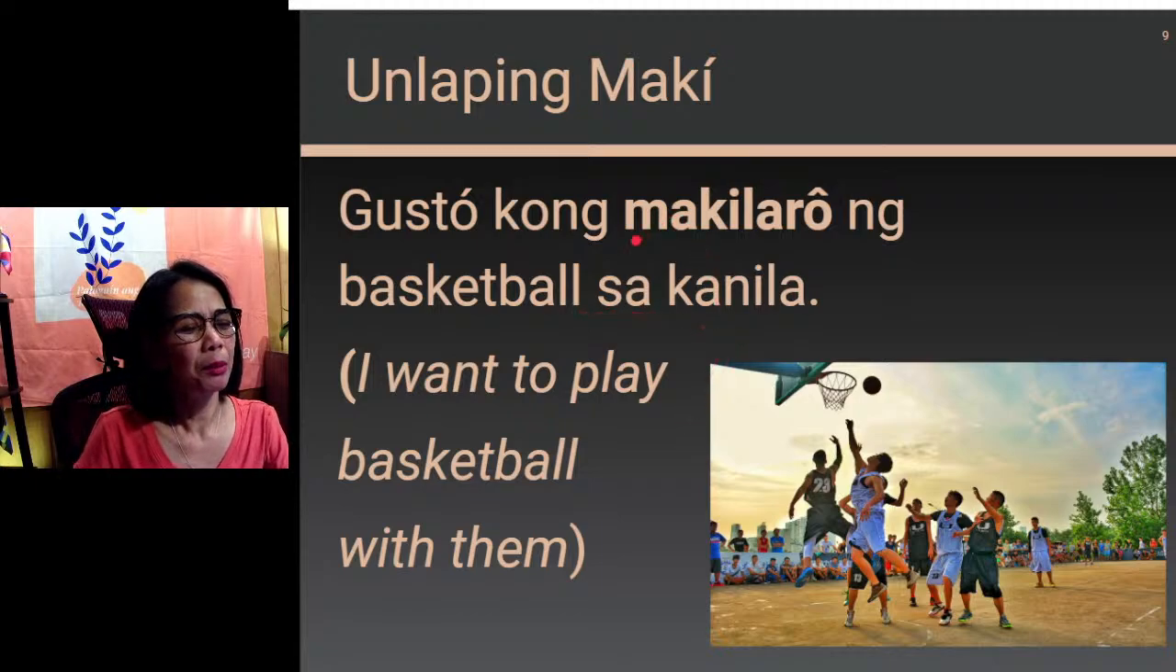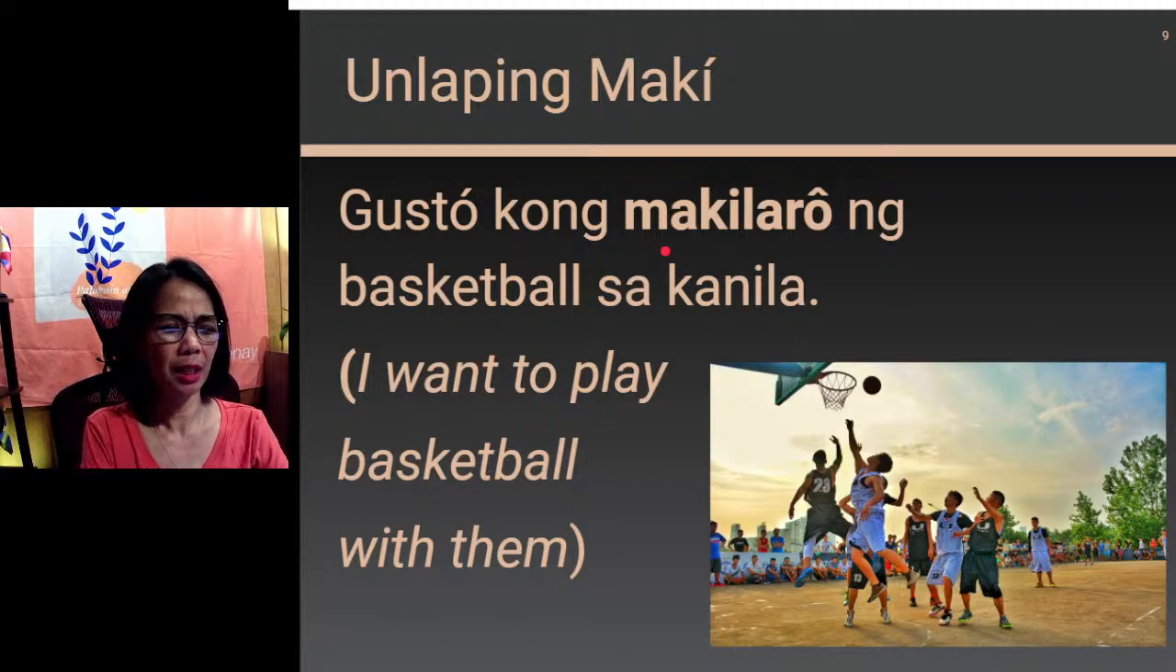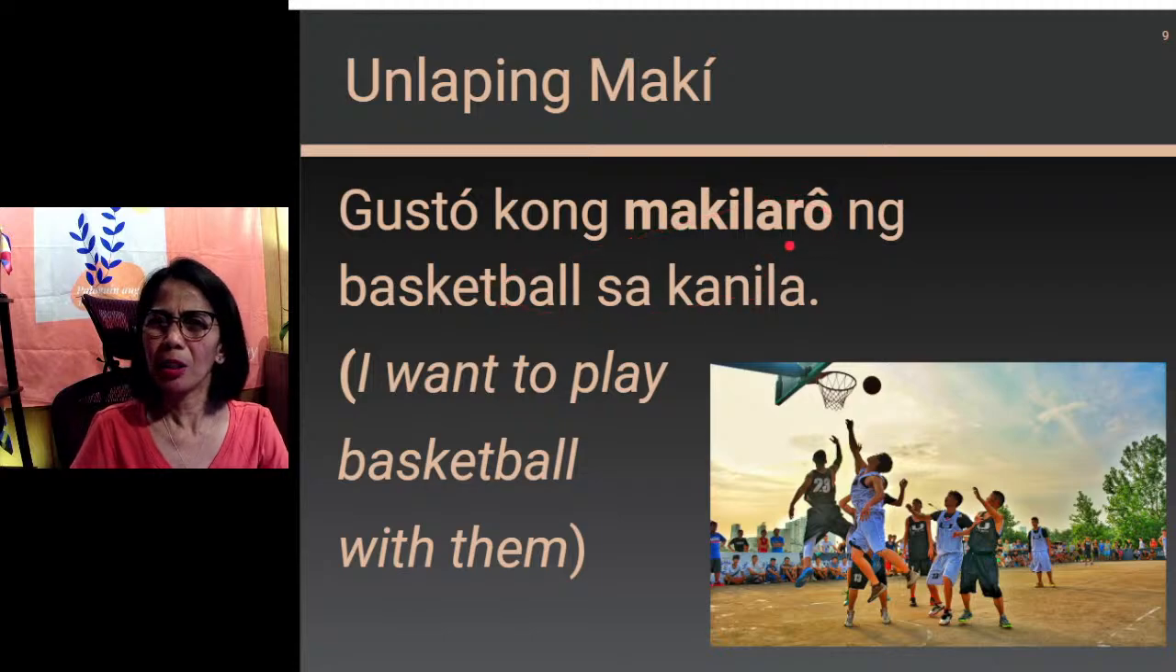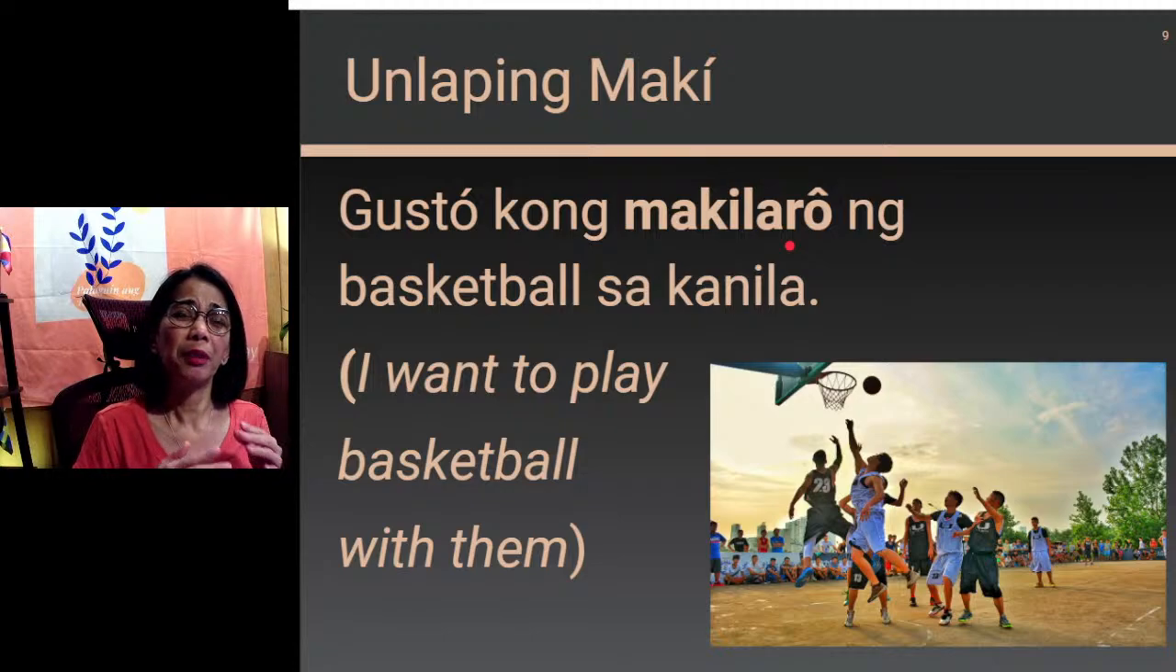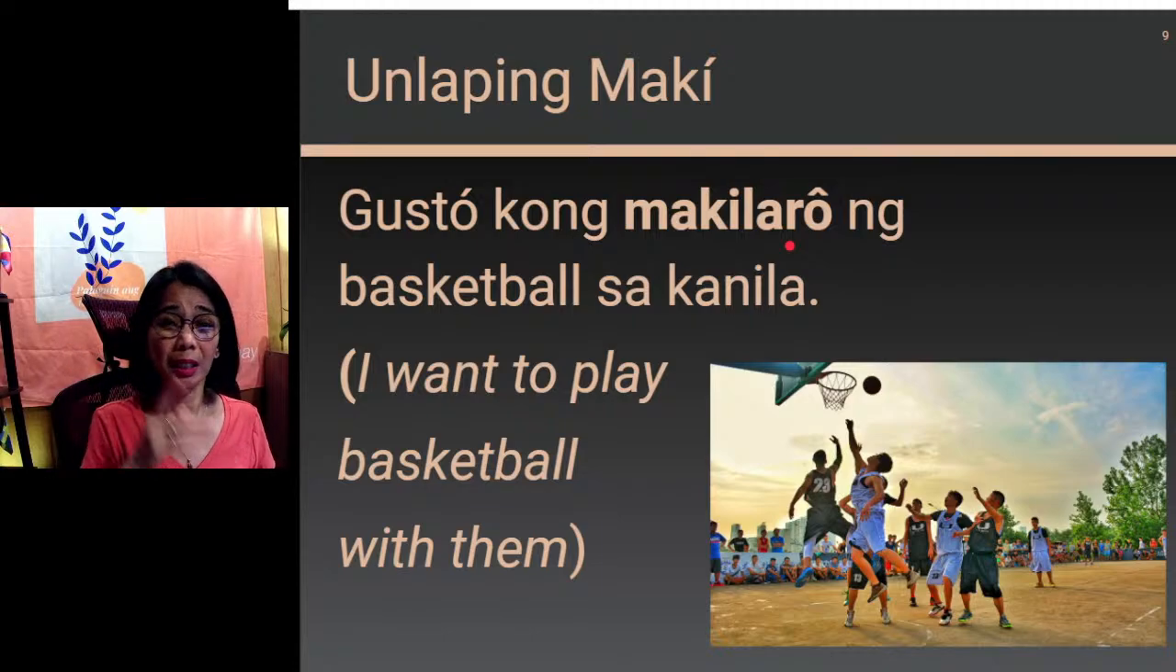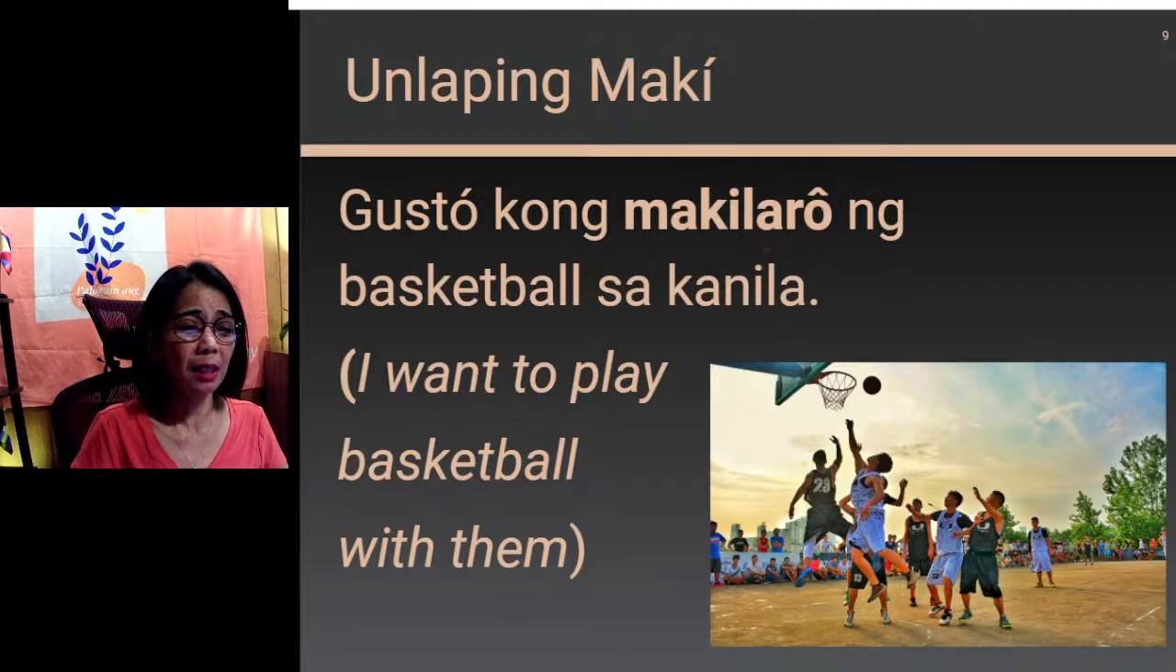So another possible word here, if not makilaro, is maglaro. Gusto kong maglaro ng... So it's awkward if you say maglaro here instead of makilaro. Gusto kong maglaro ng basketball sa kanila. Because maglaro is just you are doing it alone, whereas with makilaro, there is a concept of joining the group. The desire to belong, that's the basis of that. The desire to belong, to play or to belong with the team. Yes, gusto kong makilaro ng basketball sa kanila. I hope, Kelly, that helps.